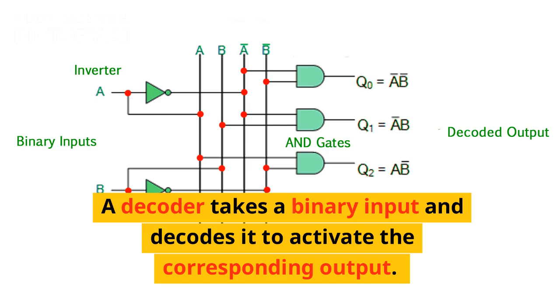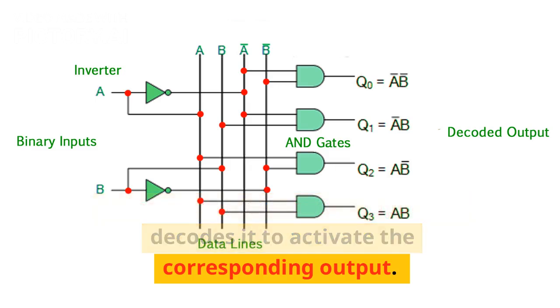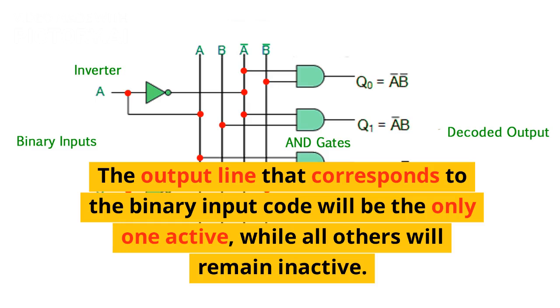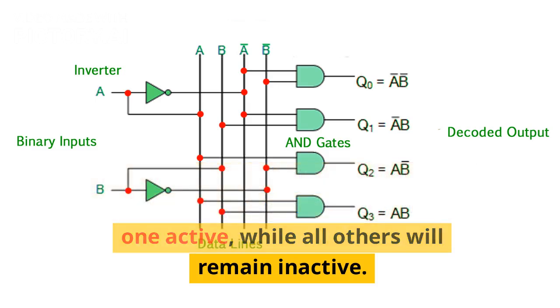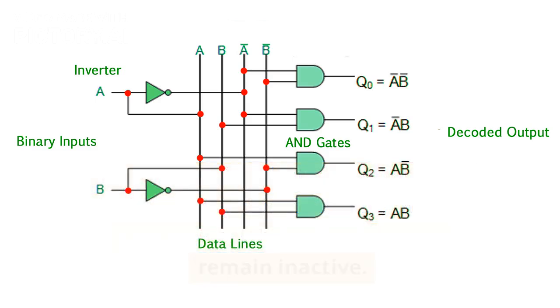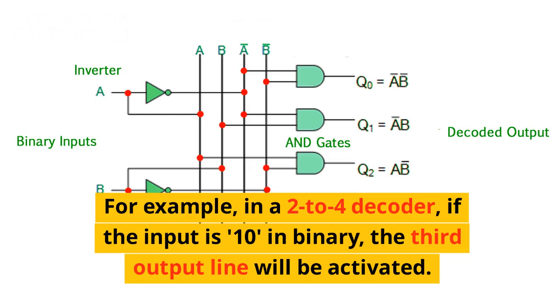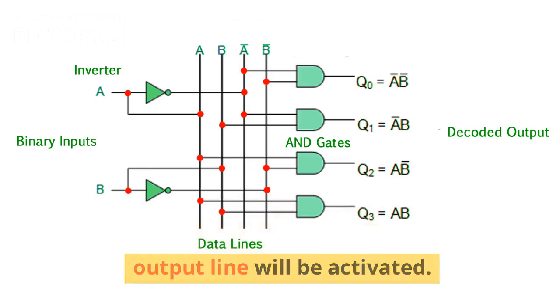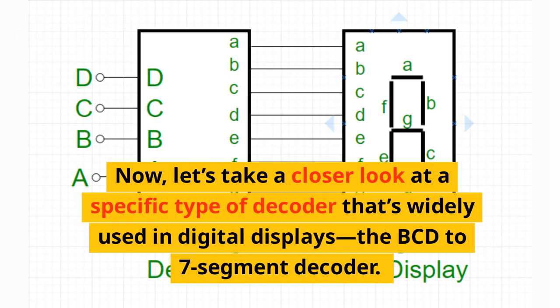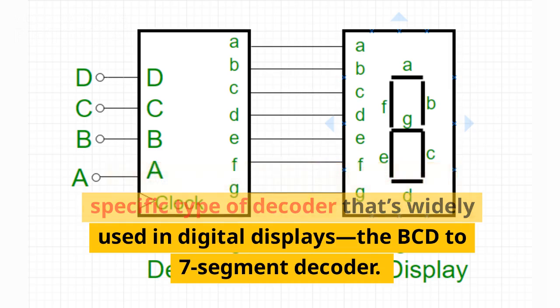A decoder takes a binary input and decodes it to activate the corresponding output. The output line that corresponds to the binary input code will be the only one active, while all others will remain inactive. For example, in a 2-to-4 decoder, if the input is 10 in binary, the third output line will be activated.